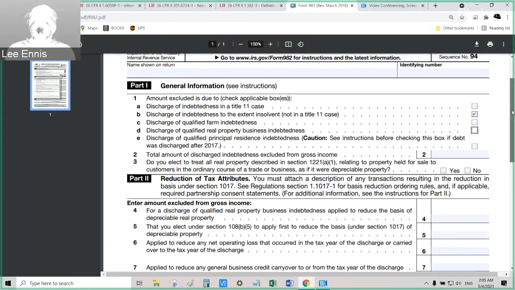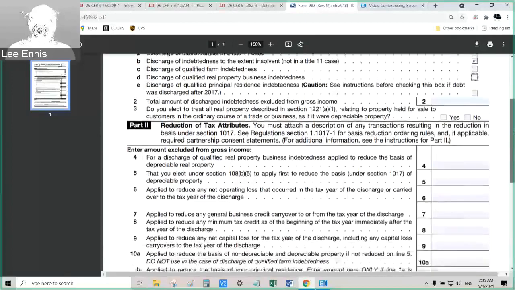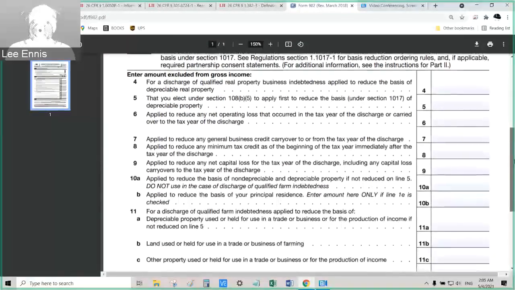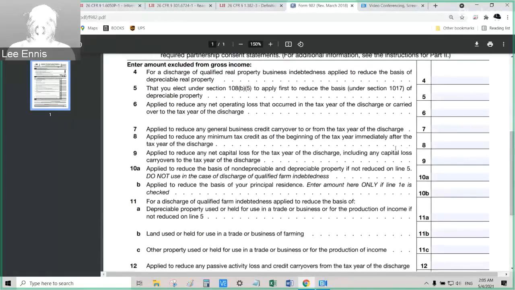All right. The boxes down here at the bottom, the reason for this is because if you have any carryover credits, you will have to reduce those carryover credits before you can reduce the 1099-C amount. So let me explain. One of the easiest here is line 9. It says, apply to reduce any net capital loss for the tax year of the discharge, including any capital loss carryovers to the tax year of the discharge.